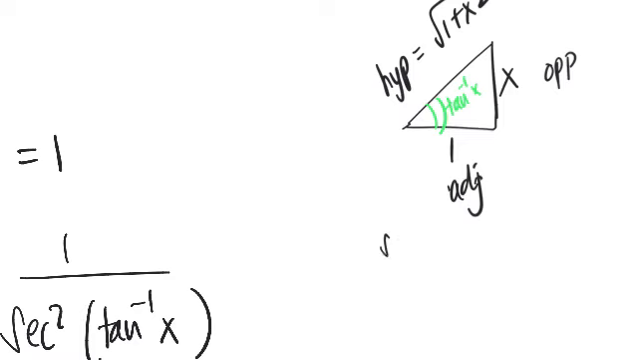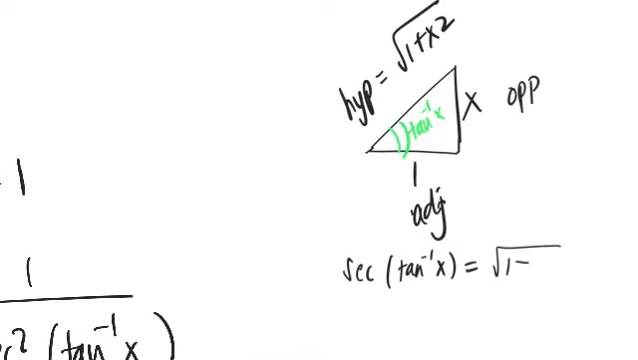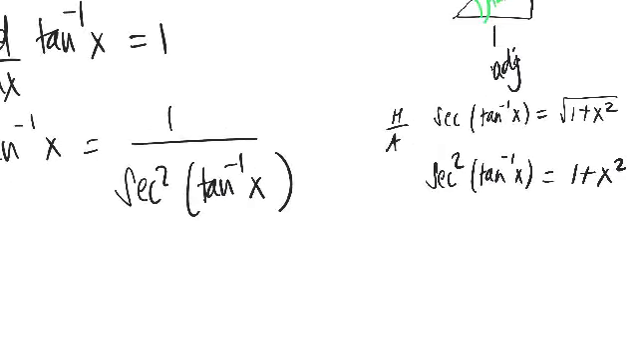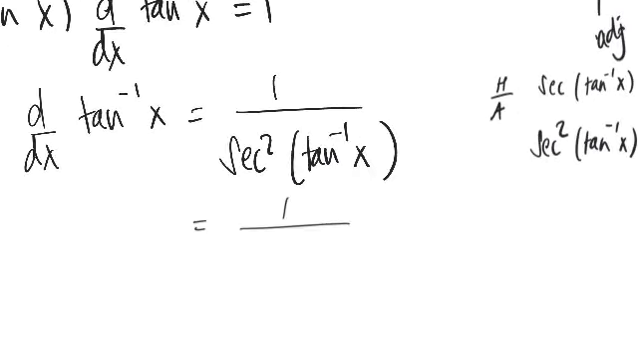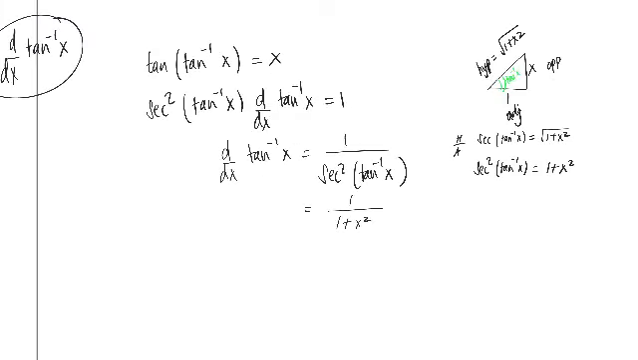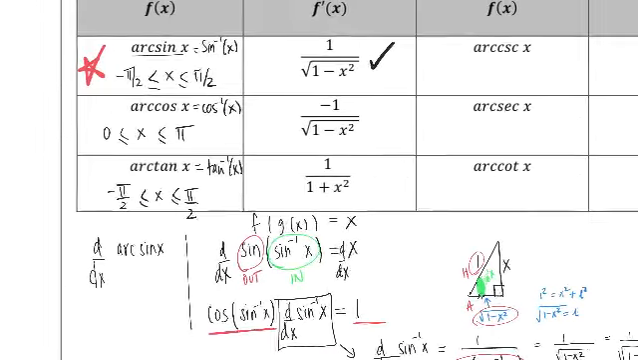So secant of that green angle is equal to hypotenuse over adjacent, because we are flipping the cosine. Hypotenuse over adjacent, and then secant squared of that will just take away the square root, and I'll get 1 plus x squared. So in my formula here, I can put 1 plus x squared in the denominator, and that's what the derivative of tangent inverse, or arctan, is equal to.